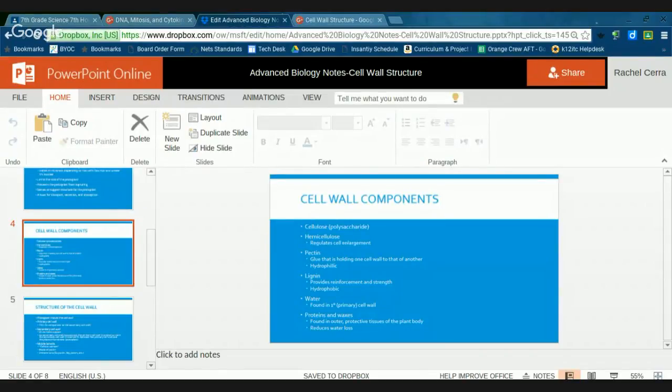And the middle lamella, if you remember, is what's made of the pectin, the glue. That's the glue that's kind of holding everybody together.